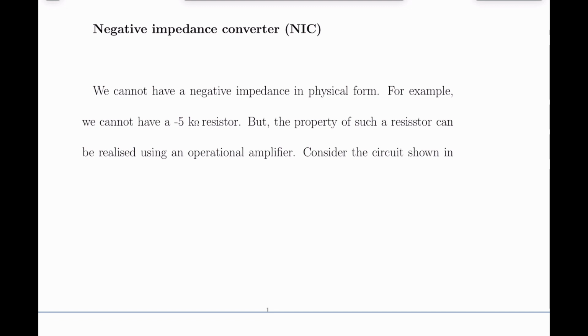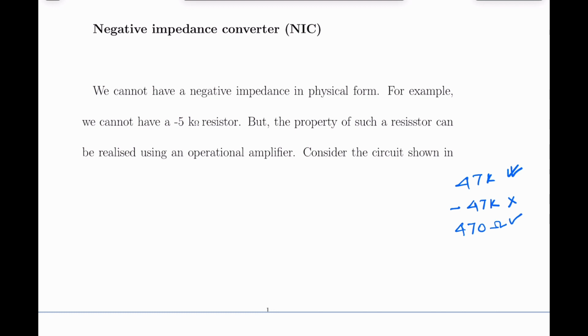If you go to the market and demand a 47K impedance, you can get it. But if you demand an impedance of minus 47K, you will not get it. You will never get it. If you want a resistance of 470 ohm, you get it.